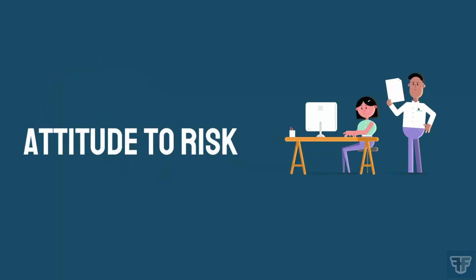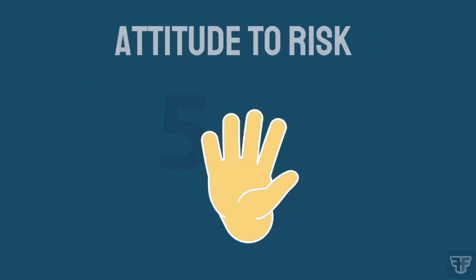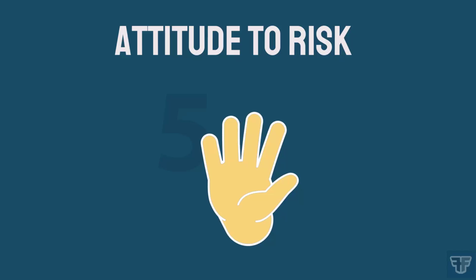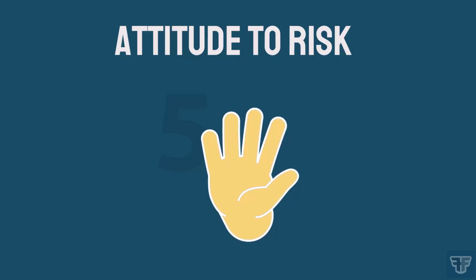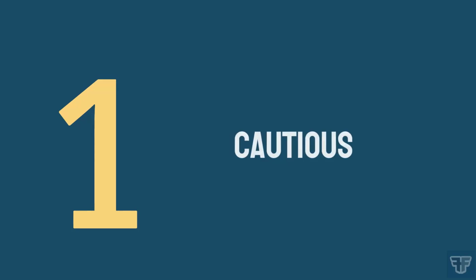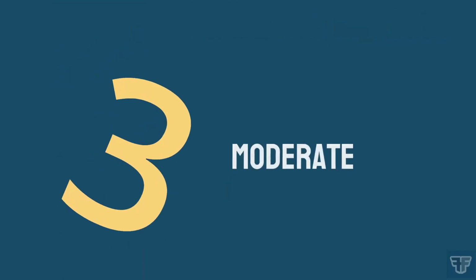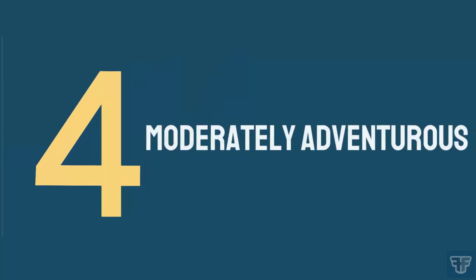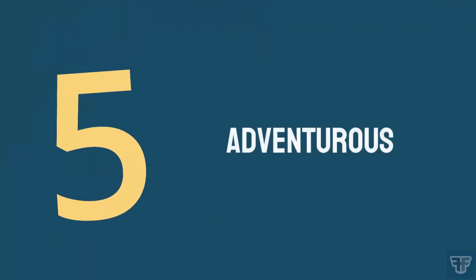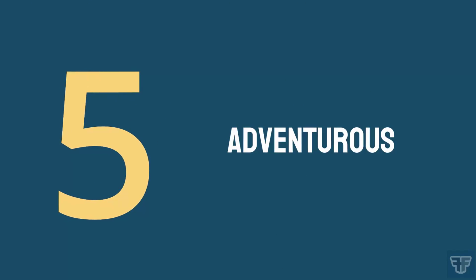So let's talk about attitude to risk and how we describe it. We use 5 categories of risk to help establish people's appetite and the levels of fluctuation that they may be comfortable with. Our 5 risk categories are: number 1, cautious; number 2, moderately cautious; number 3, moderate; number 4, moderately adventurous; and number 5, adventurous.